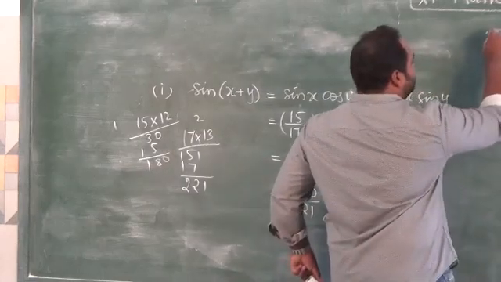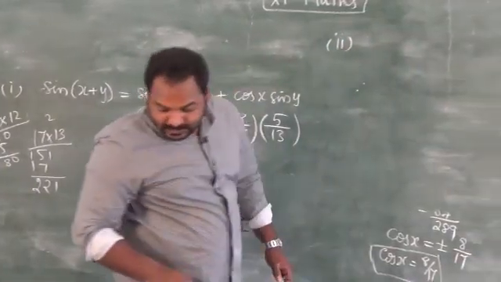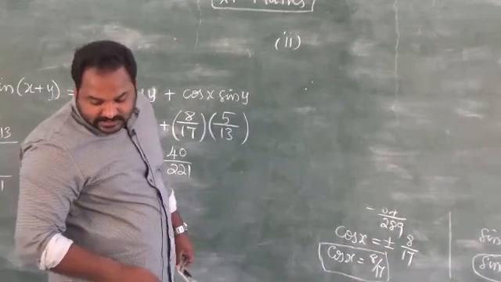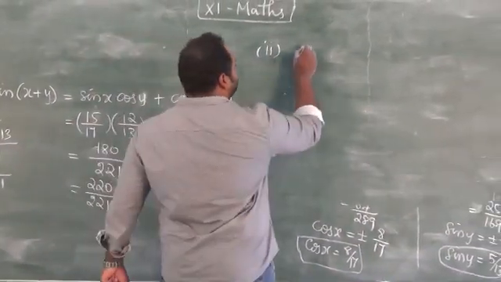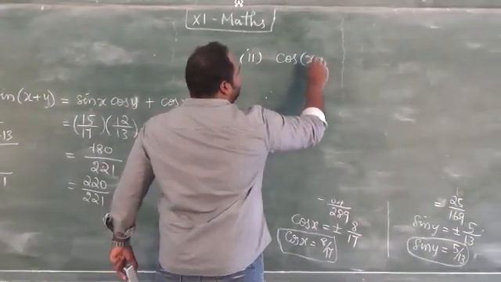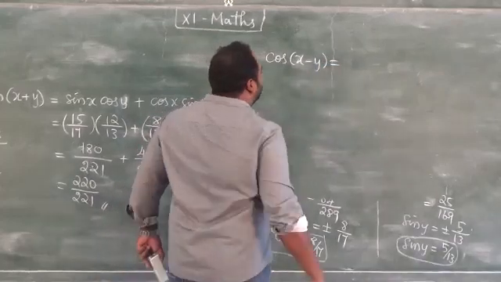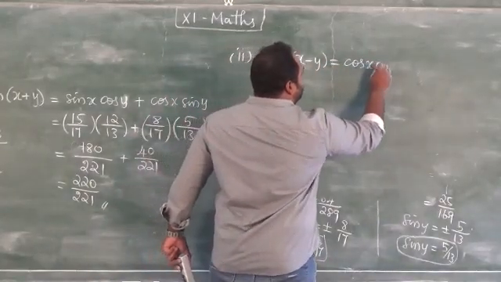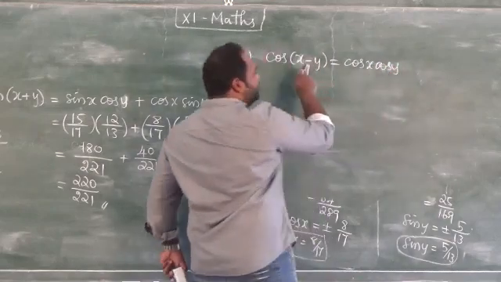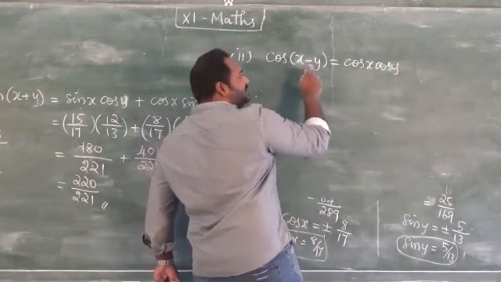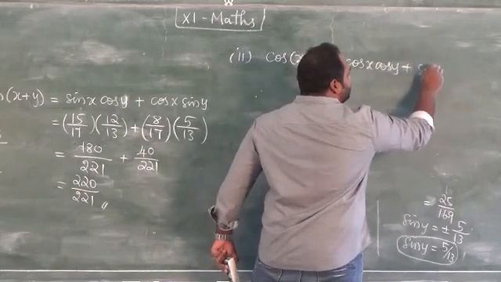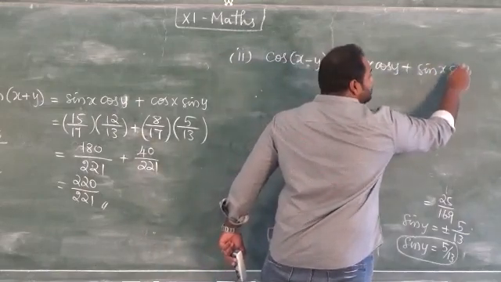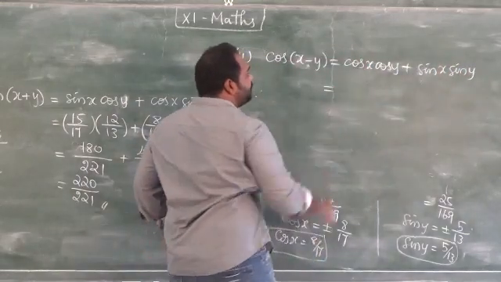Second subdivision is cos of x minus y. So the cos of x minus y formula is cos x cos y. Since we have minus in the cos formula, we have to put plus sin x sin y.